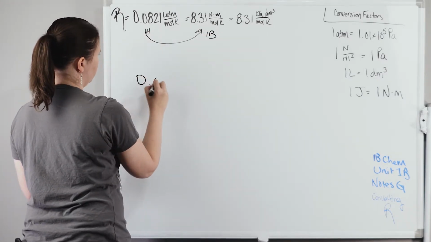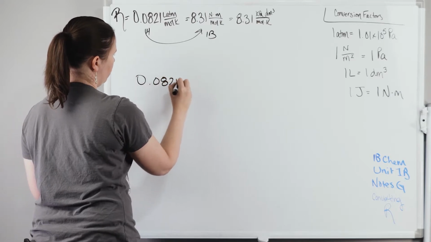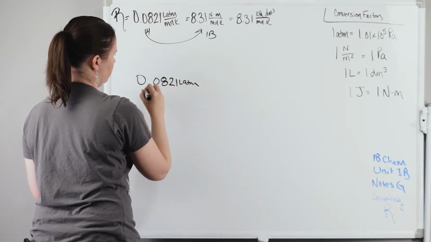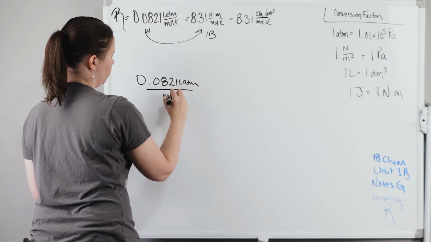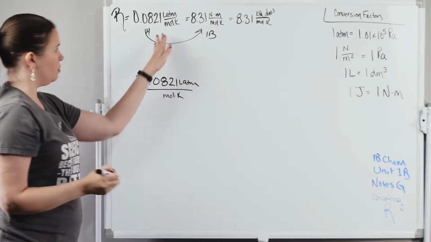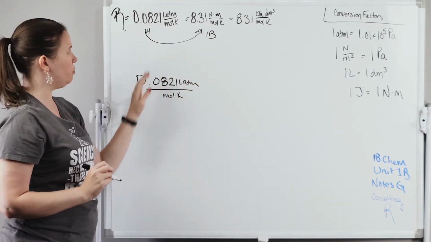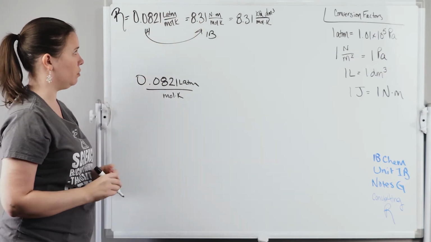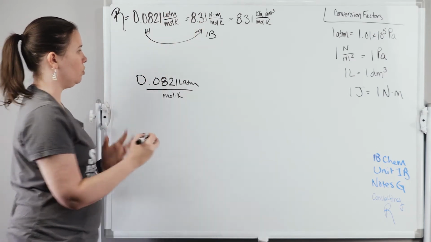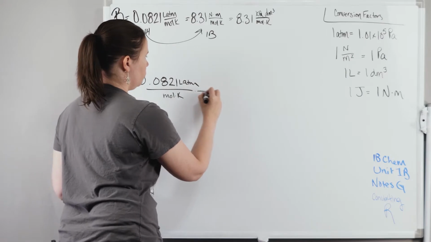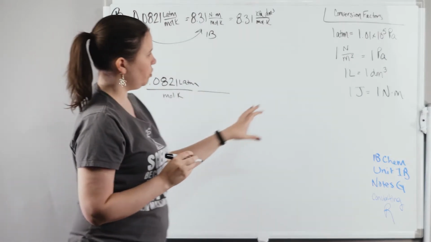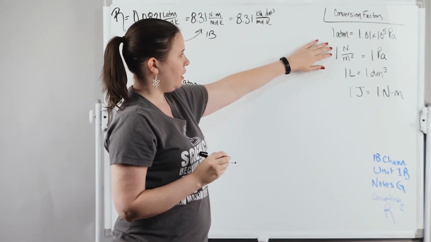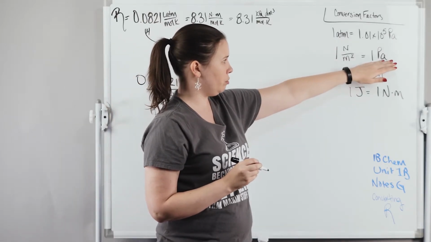So starting with 0.0821 liter ATM over mole Kelvin. Now notice the bottom doesn't change at all. So we're really just focused on the top, liter ATM, and I want to get that into something with the Newton meter. So the first thing that I notice is when with my conversion factors, I have Newton meter that does tie to a pressure.